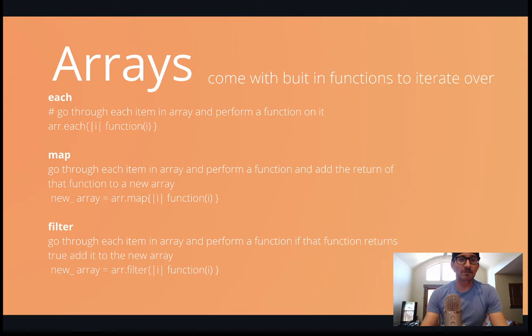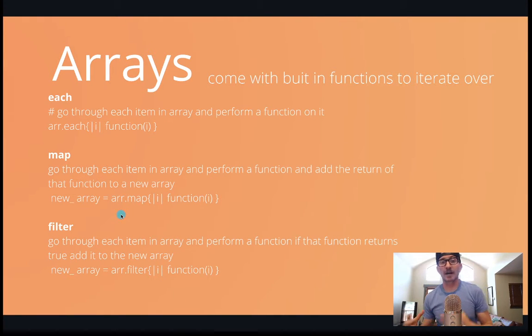So yeah, there's also some built-in functions to iterate over. I can take an array and loop through it, and there are some different ways I can do this. There's a .each method where I can go through each item and then perform a function on each of those items. There's a map function where I can go through each item in an array and perform a function, and the return value of that function is going to get thrown into a new array.